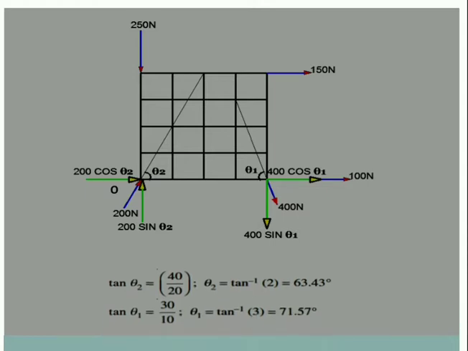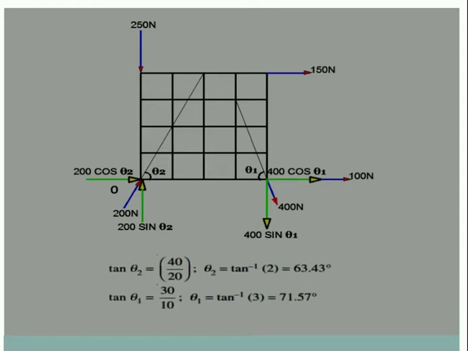Next, how to calculate the angle theta 2? Theta 2 will be opposite upon adjacent. For theta 2, in this triangle, the opposite is the vertical distance. This vertical height is nothing but 40 because it is covering the entire height. Horizontal is made up of how many squares? 2 squares, so it is 20. So tan theta 2 is equal to 40 by 20. Theta 2 is 63.43 degrees.